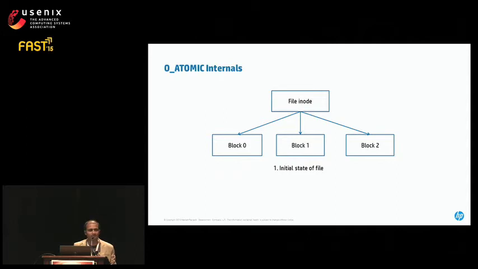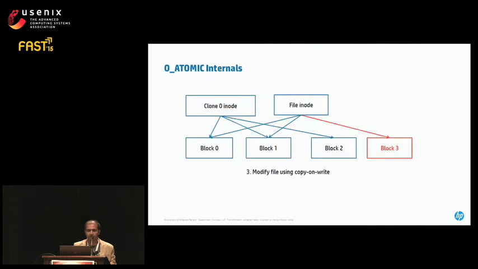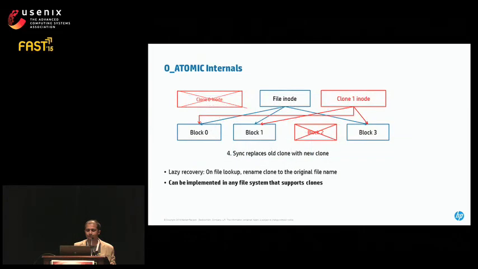So coming to how we implemented this in the file system, we use clones, which are writable snapshots. When we open a file with OAtomic, a clone of that file is made under the hood. When a modification occurs to a file, we use a copy on write mechanism, and the original file gets a copy of the block, whereas the clone points to the original block. And when the user calls a sync, we delete the old clone and a new clone is created.